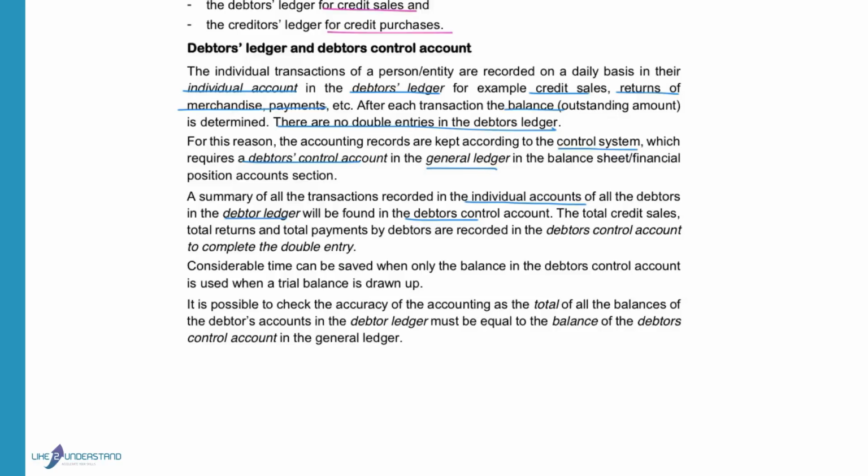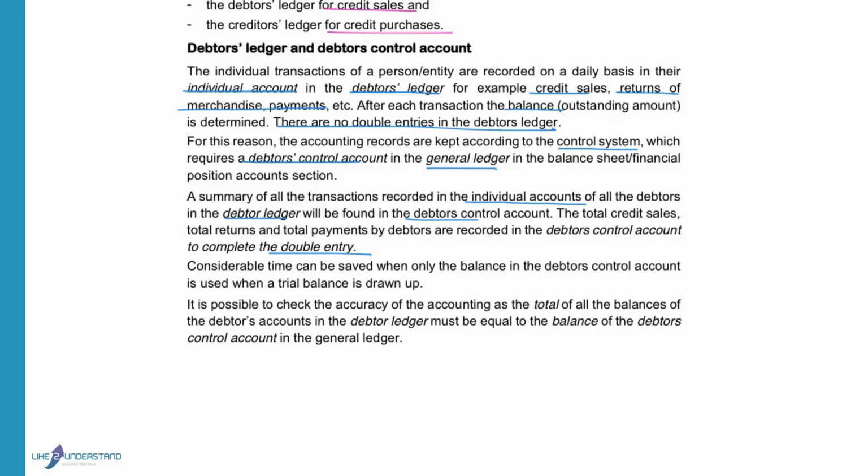The debtors control will therefore be the double entry that we will complete, where we will credit sales and debit debtors control, or we will credit debtors control and debit debtors allowances. So the double entries are done in the general ledger. We can save a lot of time when the trial balance is drawn up.